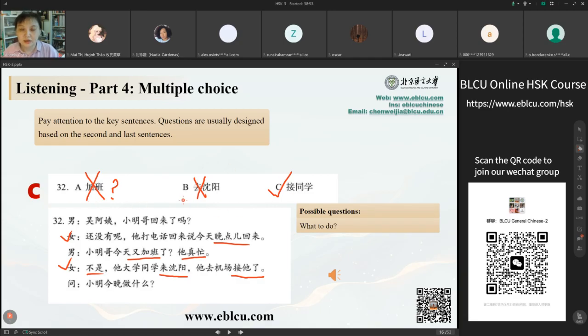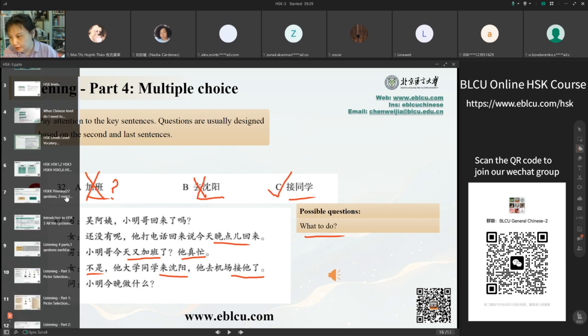Okay, so again, let's go back. When you take a look at the options, you can predict what kind of question they are going to ask later. And while you are hearing the sentence, pay attention to the keywords, the options, which one matches the option. And then you can choose the answer. And usually the important sentence are the answering sentence, which means the second or the last. Okay, so that's the listening part.